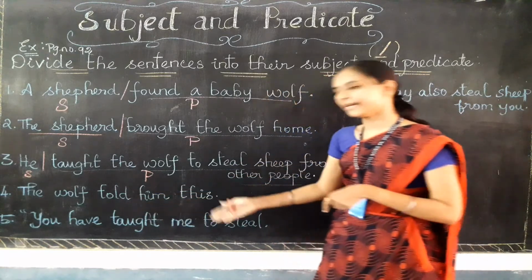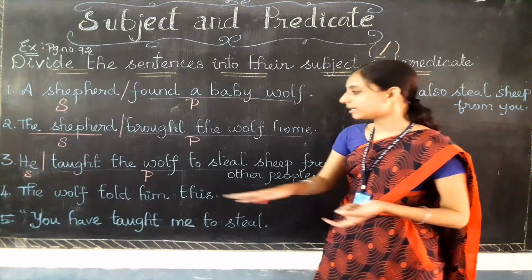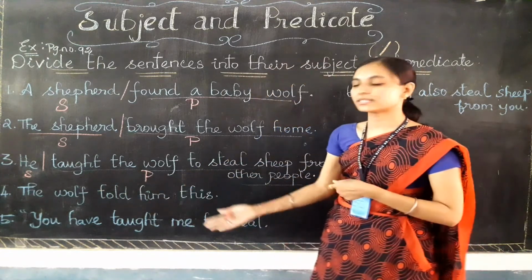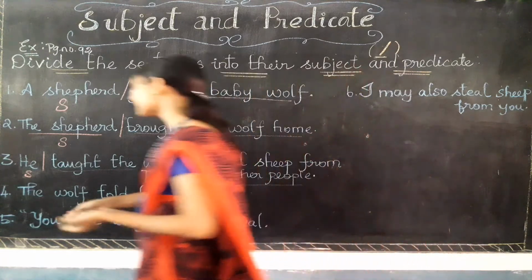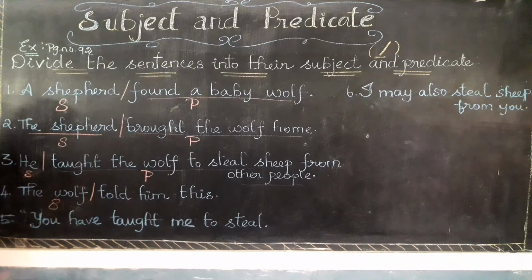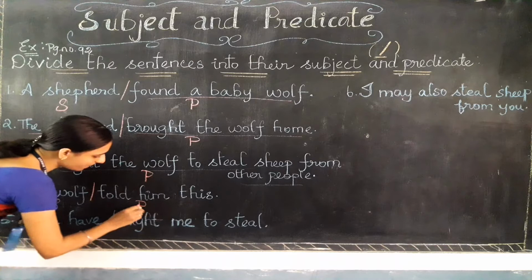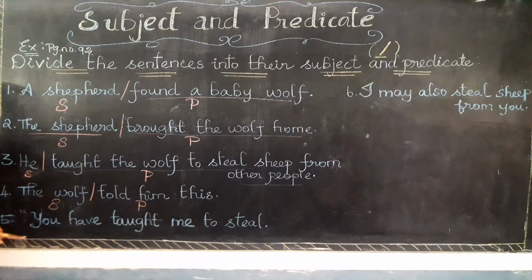So who told him this? The answer to the question will be the subject. The wolf told him this. So the wolf will be the subject. So I am going to put S, and from the verb told to the end, that will be the predicate. Clear? It's very easy. Now you need to do it by yourself.